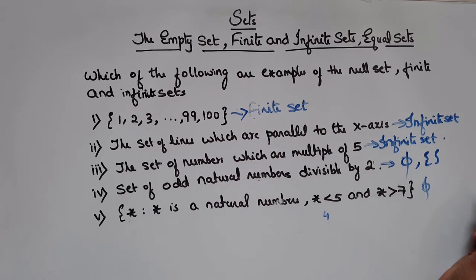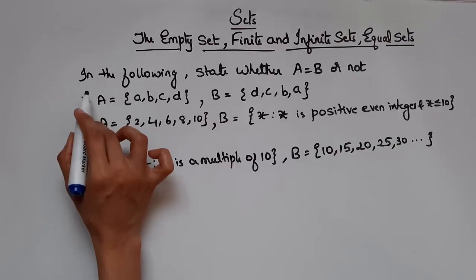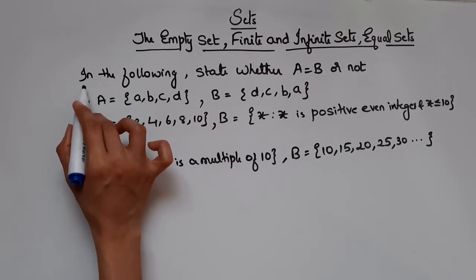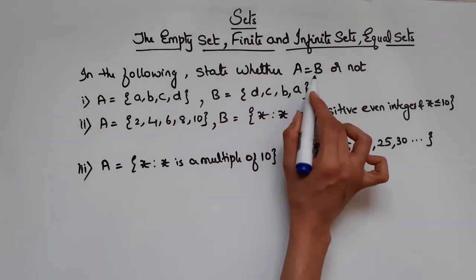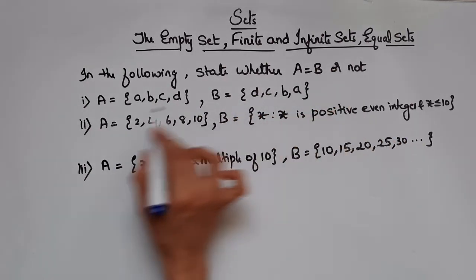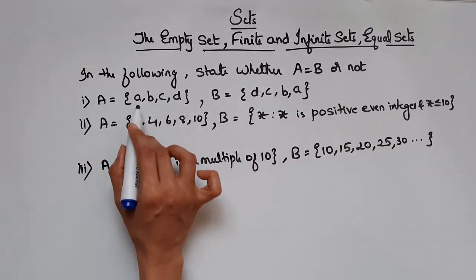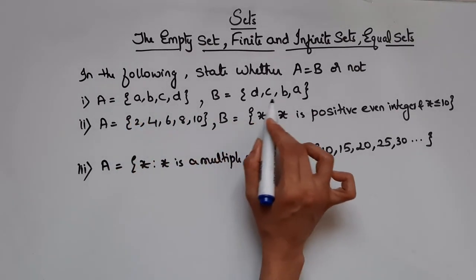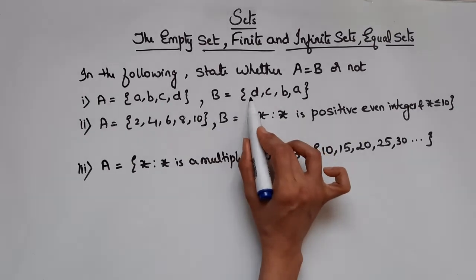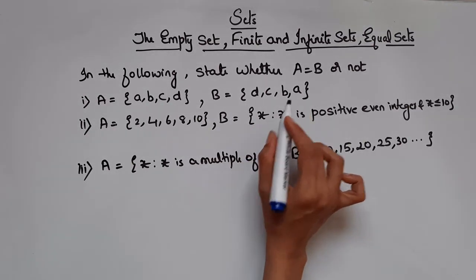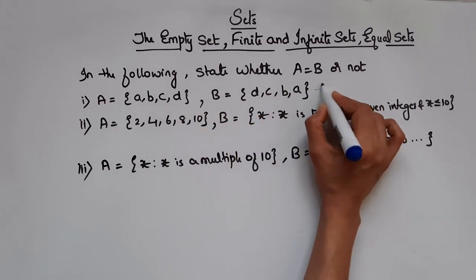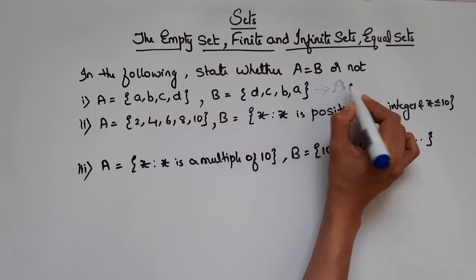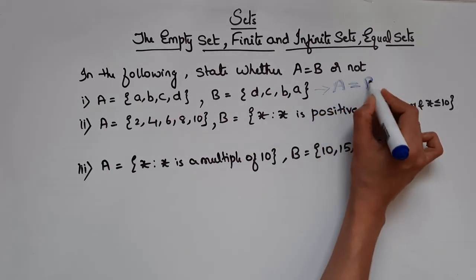Now let's see some examples for equal sets. But before that, pause the video and note this down. So now let's see this. Here it says, in the following, state whether set A is equal to set B or not. So first one we have set A, where elements of set A are A, B, C, D, and in set B we have A, B, C, D. So clearly here set A is equal to set B, right? So we can say set A is equal to set B.